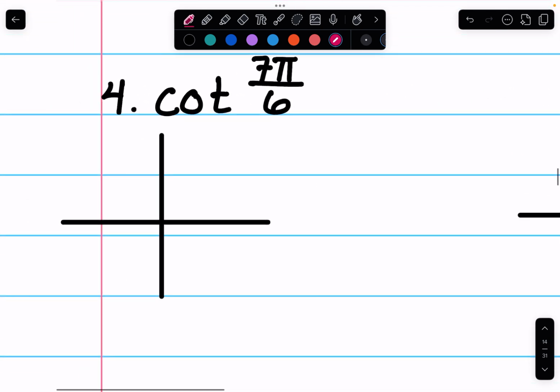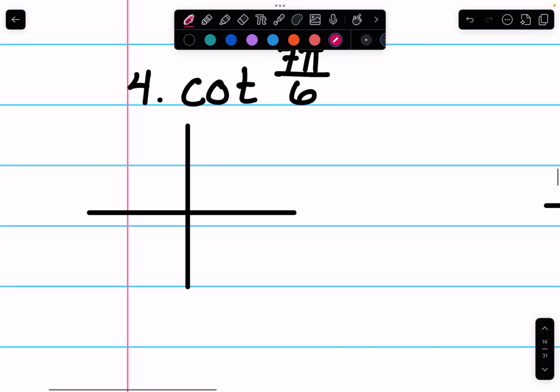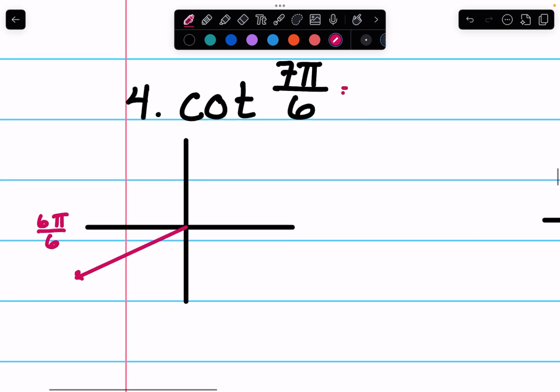This one, cotangent of 7 pi over 6. This would be 6 pi over 6. So here's 7 pi over 6. Okay, we're in the third quadrant. Tangent is positive in the third quadrant, so is cotangent, right? Our reciprocals are also positive. Our reference angle is pi over 6.